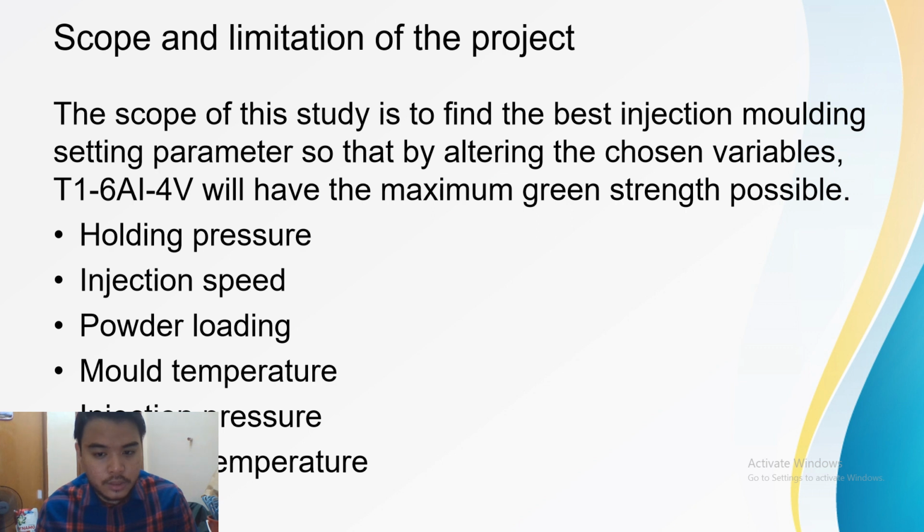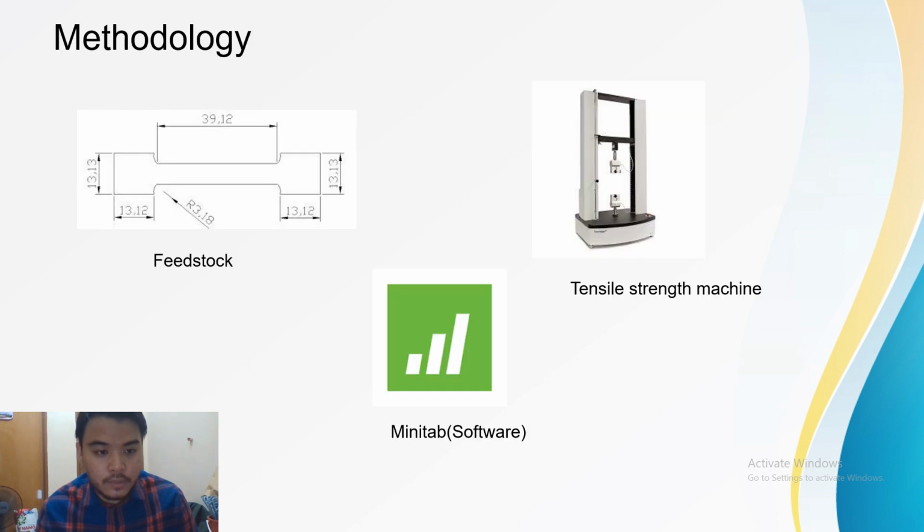The debinding constraint imposed by a particular feedstock determines the design restrictions such as the maximum part thickness. Typically, the maximum cross-sectional thickness of most metal injection molding parts is less than 7 millimeters. Next, we'll be moving forward towards the methodology, which has three parts. That is preparation of feedstock, tensile strength machine, and Minitab, which is the software.